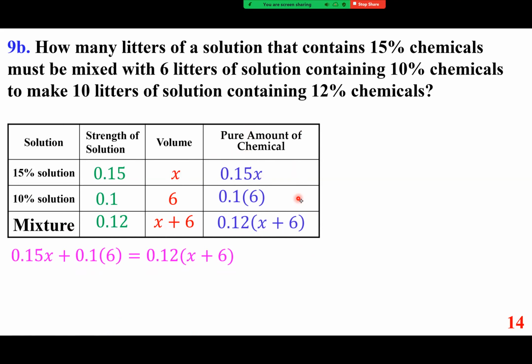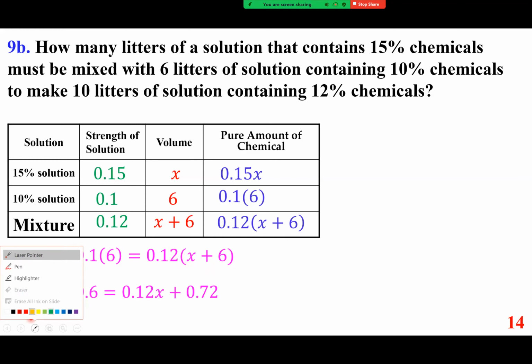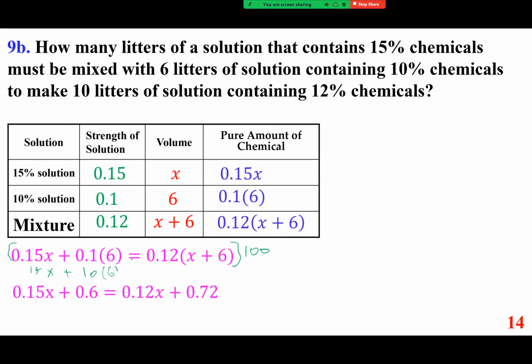So all we have to do is distribute. So this one becomes 0.12x. This becomes 0.72. And by the way, you can multiply by 100. If you want to do that, let me just quickly show you. If you want to multiply both sides by 100 to get rid of the decimals, this becomes 15, this becomes 10 times 6, and this becomes 12 times X plus 6. It's up to you, and it makes no difference.